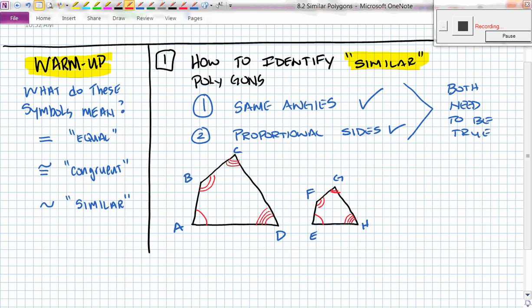Would you agree? Not mine. Well, I know not yours because you have to draw it that way. But if you could see the similarities between the two. What else? They have to have proportional sides.